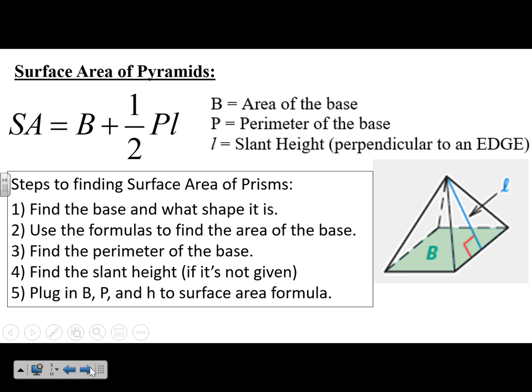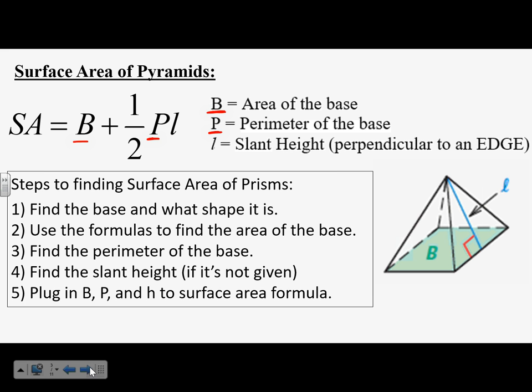So this is the formula for the surface area of a pyramid. The capital B is still the area of the base. The capital P is still the perimeter of the base. Now the L is called the slant height.